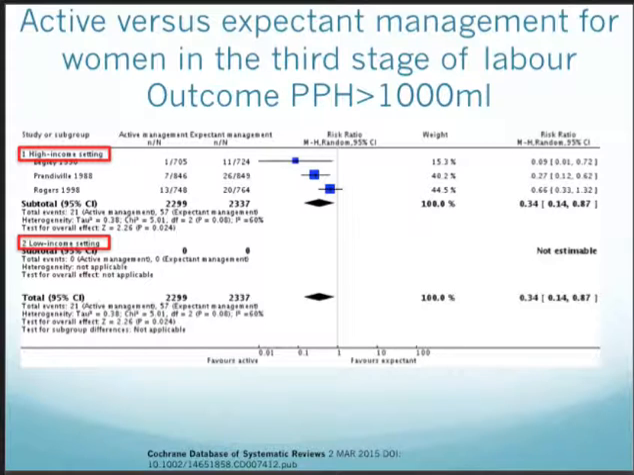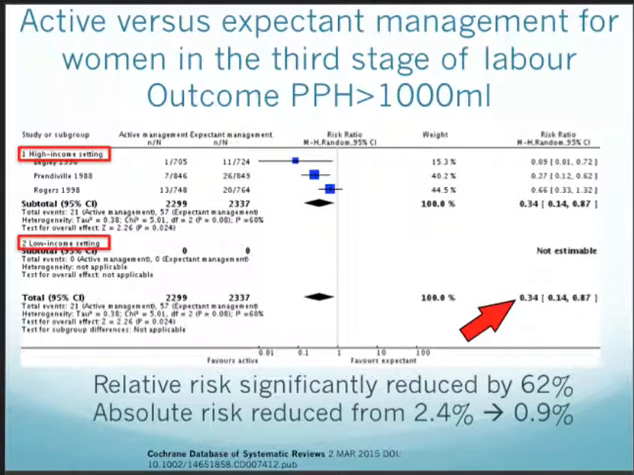And eventually, what are our findings? We can reduce the relative risk of PPH occurring by 62%. And it's good to realize that the absolute risk is reduced from 2.4% to 0.9%. So good to discern between relative and absolute risk.